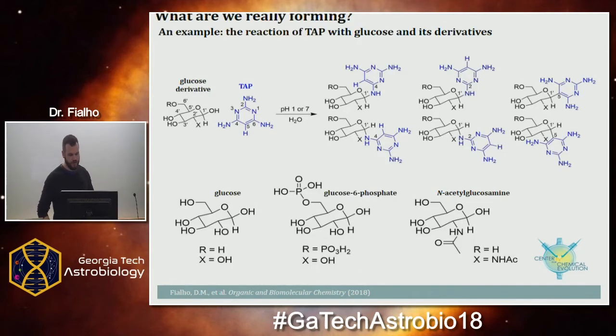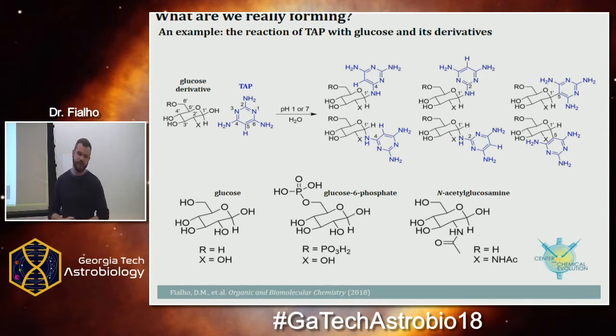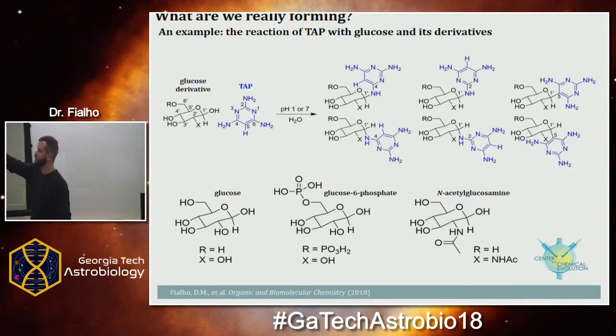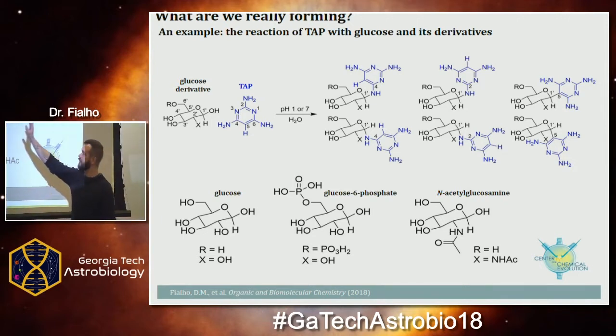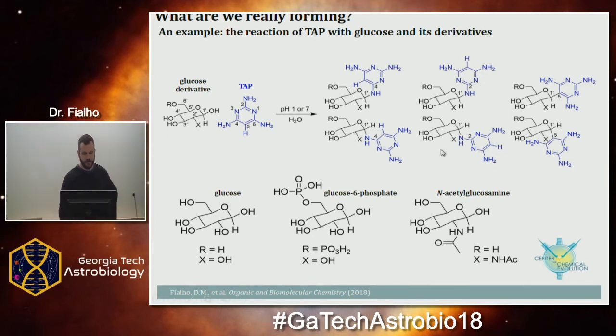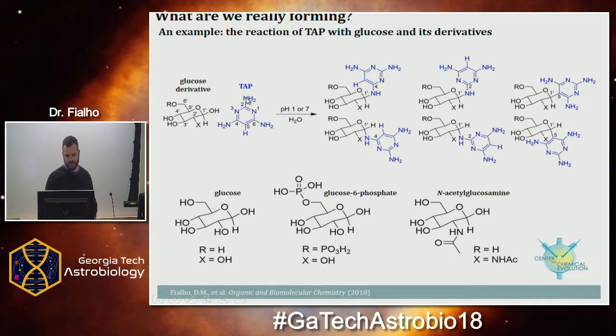So we wanted to take a little bit of a closer look at what was actually forming. We did a lot of different reactions, and they're pretty messy. So we took some of the simplest ones, the ones that are based on glucose, and elucidated the structures of the products. So if you have a general glucose derivative, it can react with triaminopyrimidine to form a variety of products. These products either are linked at this nitrogen atom, or this carbon atom. Those are the most nucleophilic sites on this molecule TAP.